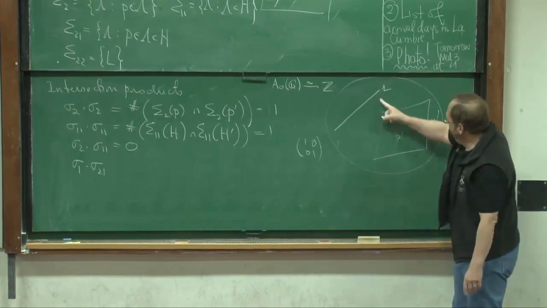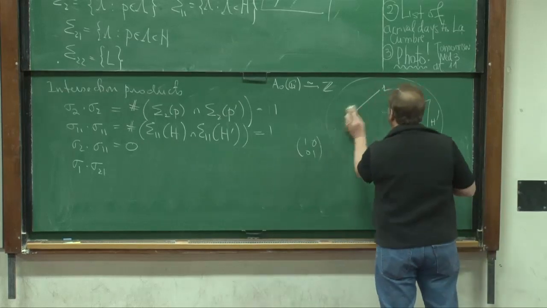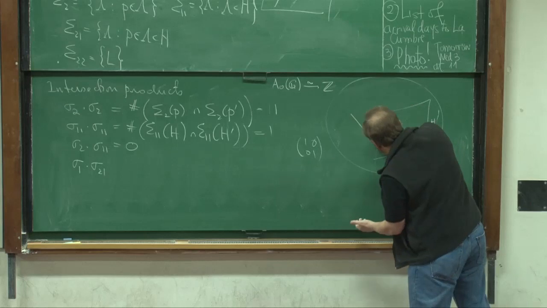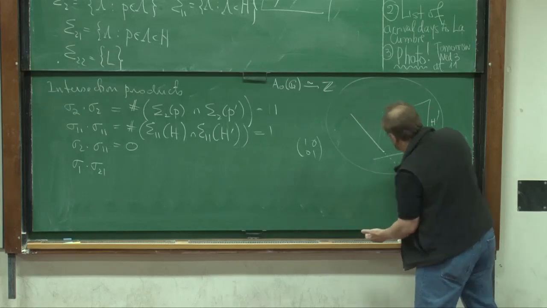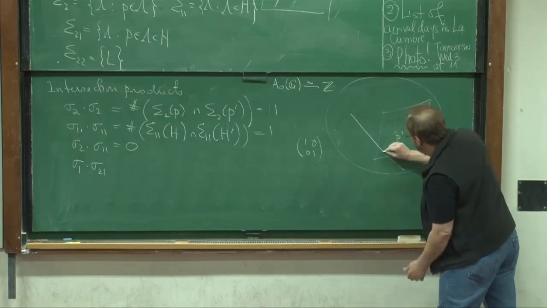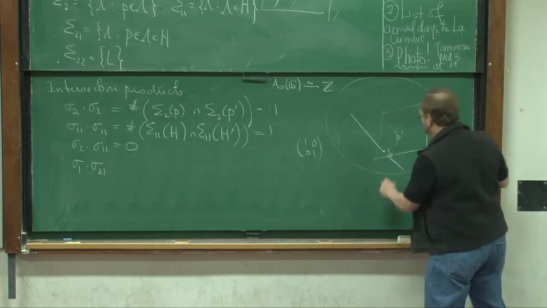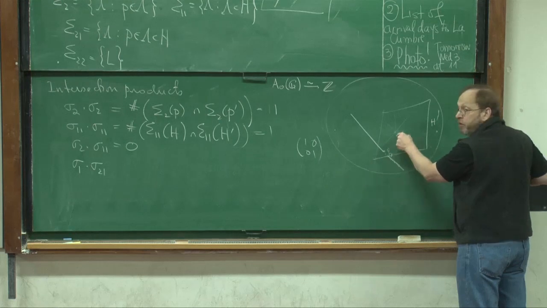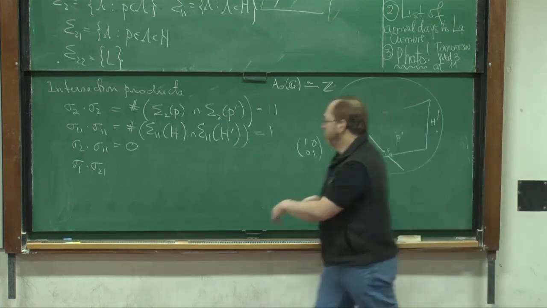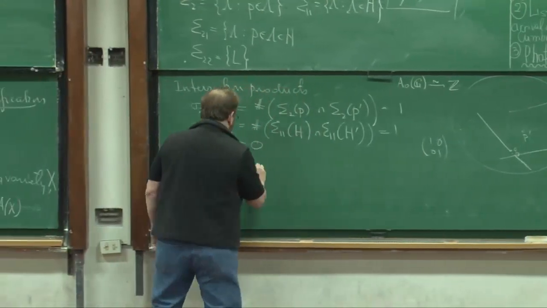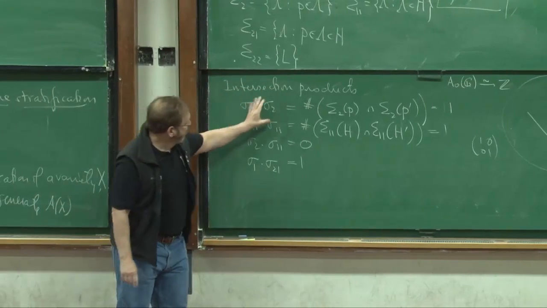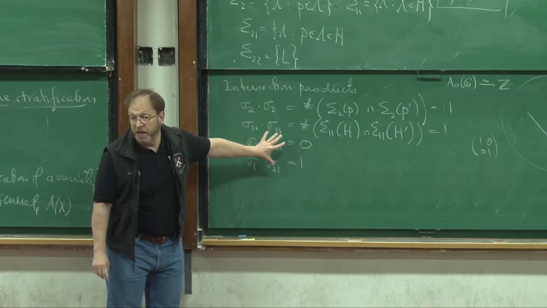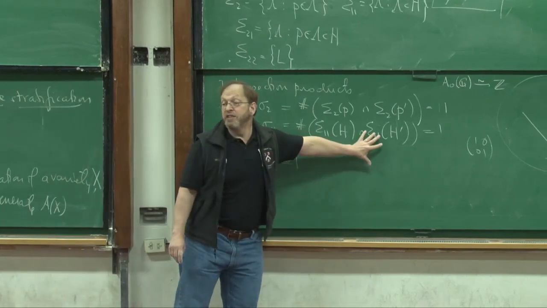One. I mean, L, I've drawn it misleadingly. L, in fact, will meet H prime in a point, as any line must meet a general plane. And if I call that point Q, the only line that satisfies all these conditions is the line joining Q to P prime. So this is just one. And this accounts for all intersections in complementary dimension. These are all the intersections that are zero dimensional.